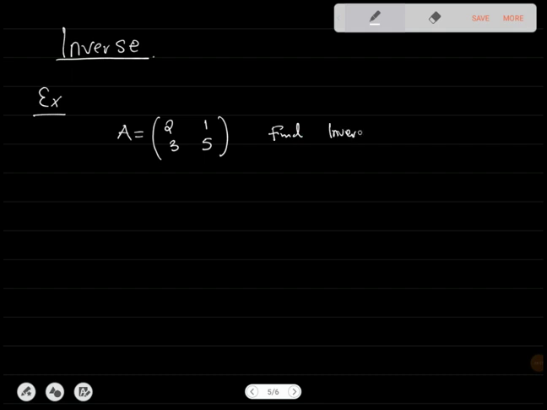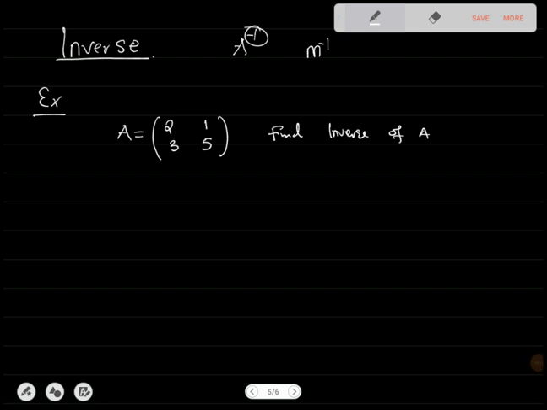I tell you to find the inverse of A. Sometimes the inverse can be denoted by A to the power negative 1, M to the power negative 1, anything to the power negative 1, we call it an inverse. So sometimes they can just say find A to the power negative 1. It's just the same as inverse. Now, how do we find the inverse of this matrix?